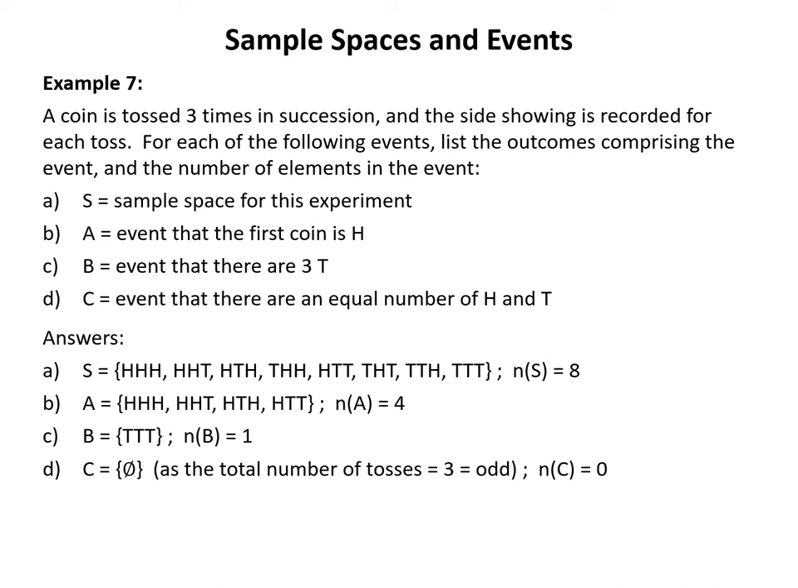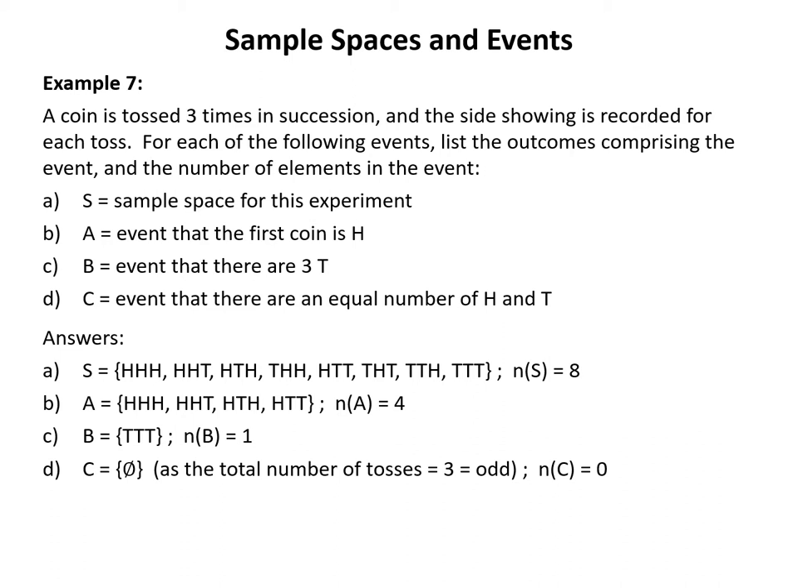Now, in part B, the event is that the first coin is heads. Clearly, this is going to be a smaller set of outcomes, because the first coin being H will not equal the entire sample space, since the first coin could also be tails. So you can see the list here: HHH, HHT, HTH, and HTT. And the number of elements in set A is equal to 4, which shouldn't surprise us, as that's exactly half of the size of the sample space, because there are two possibilities for that first coin, and only one of them is heads, so 1 out of 2 is a half. So the number of elements in set A is exactly 1/2 of the number of elements in the sample space.